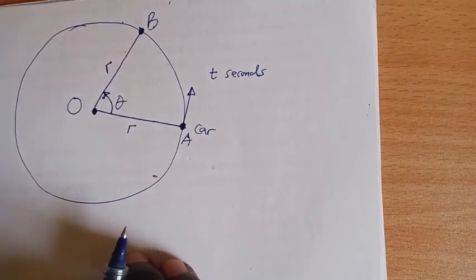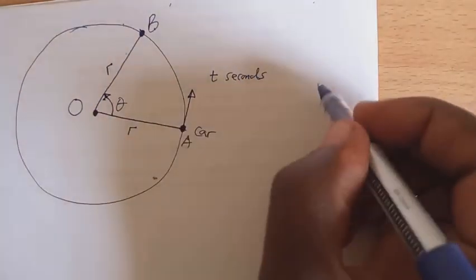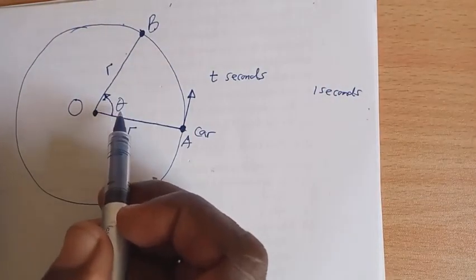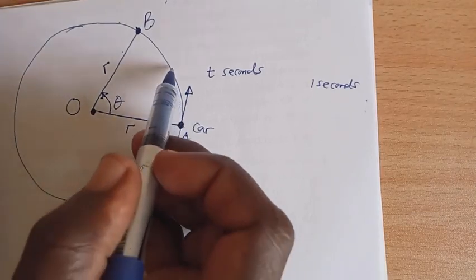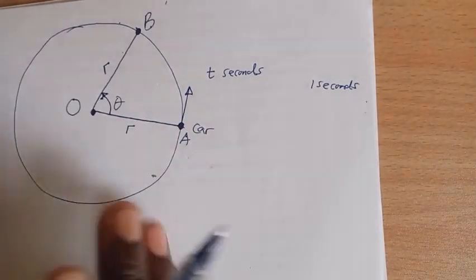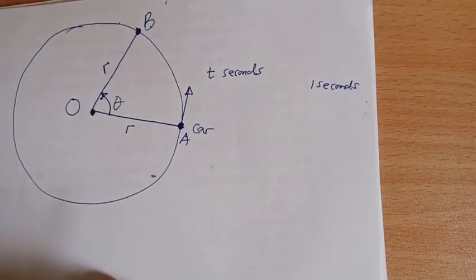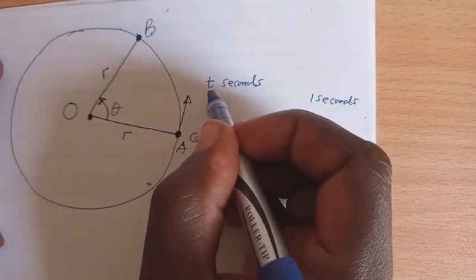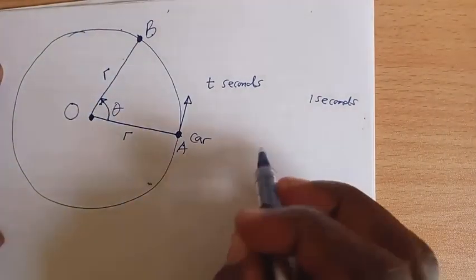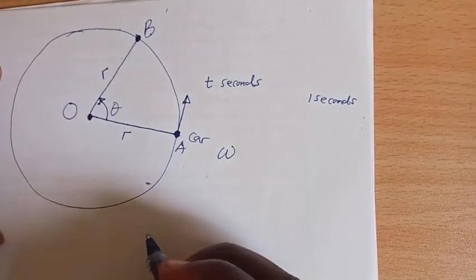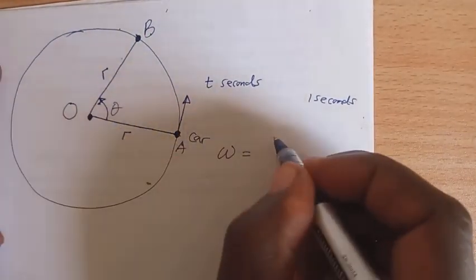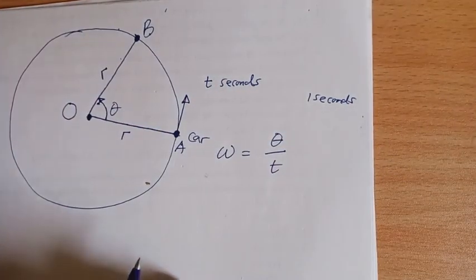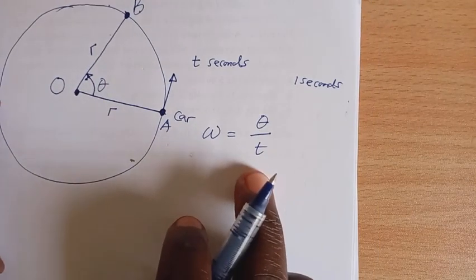Now I can measure how much of this angle is formed in 1 second. The measurement of how much of this angle is formed at the center while the car is moving round the track is what we call angular velocity. How much of this angle is formed in 1 second. So after the time t seconds, when it formed this angle theta, our angular velocity, denoted by omega, is equal to the angle formed at the center theta divided by the time taken to form this angle t. This is the formula we use to calculate angular velocity.